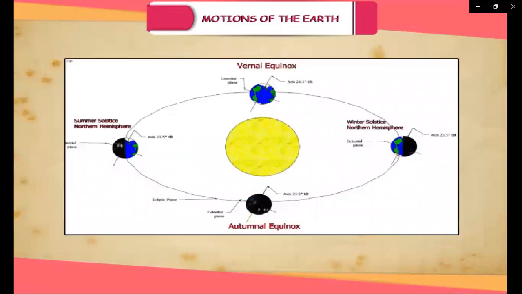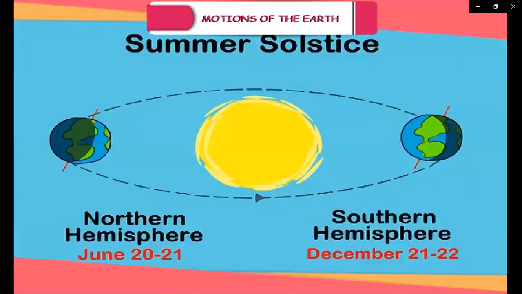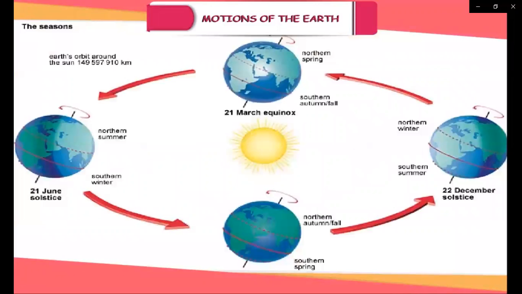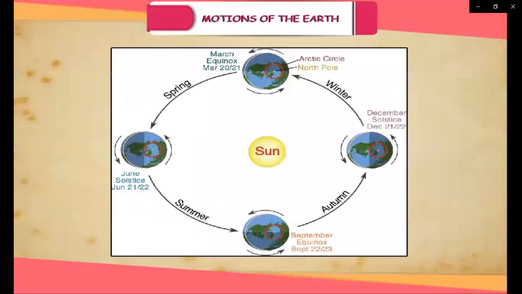The rays of the Sun fall directly on the Tropic of Cancer. As a result, these areas receive more heat. The areas near the poles receive less heat as the rays of the sun are slanting. The North Pole is inclined towards the sun, and the places beyond the Arctic Circle experience continuous daylight for about 6 months. There is summer season in the Northern Hemisphere and winter season in the Southern Hemisphere.